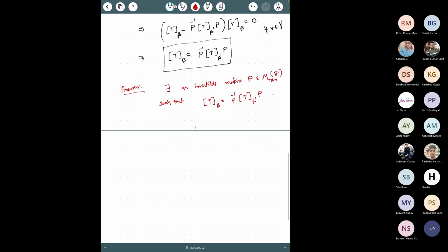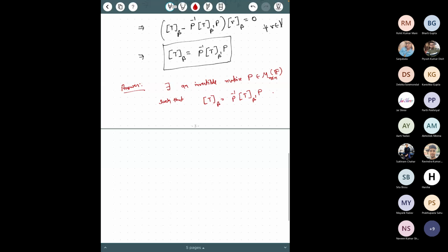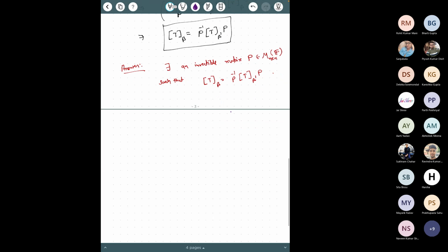Before I proceed further, let me just recall for others who do not know what similar matrices are. So what is a similar matrix? Let me define this here so that you can recall.